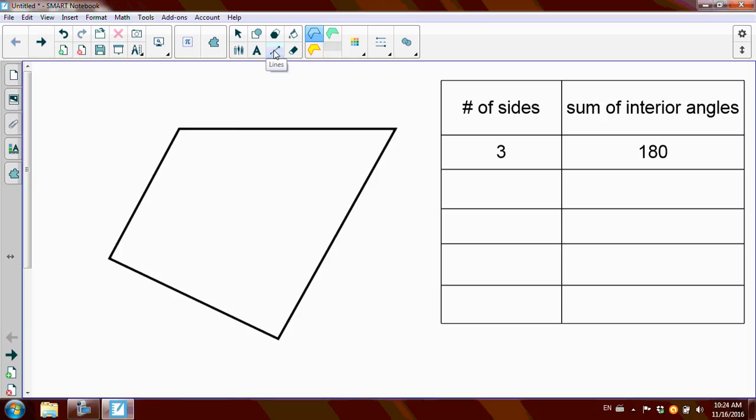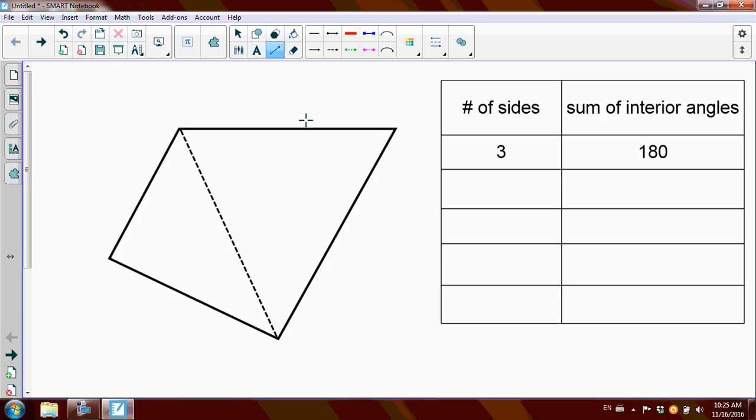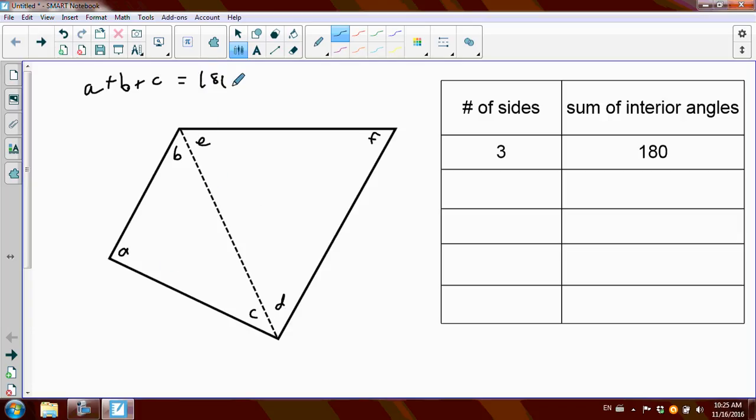Well, let's do something here. I'm going to construct a diagonal. I'm just going to draw in a diagonal. Okay. Now, let's call this angle measure A. We'll call this angle B. This angle measure is C. And we'll call this one D, and this one E, and this one F. Well, what does A plus B plus C equal? A plus B plus C equals, those are the angles of a triangle, so that's 180.